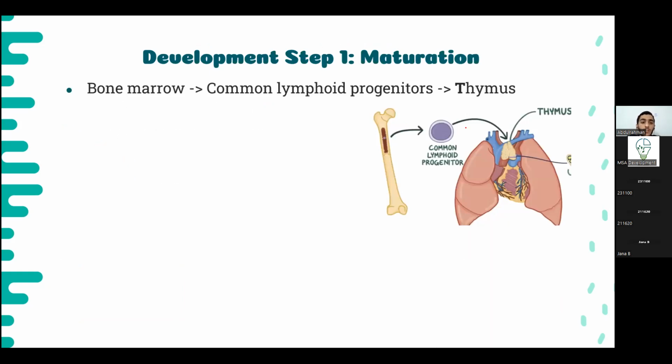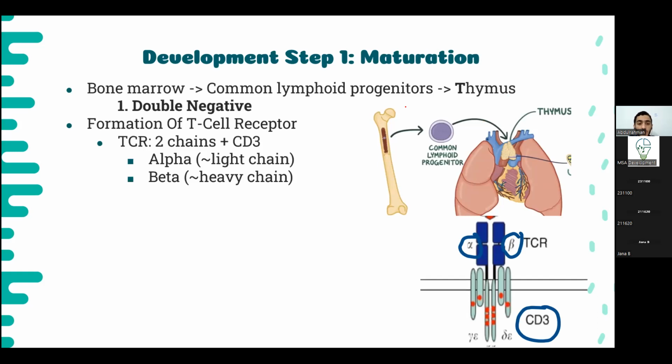All right, the common lymphoid progenitors go to the thymus. When they first arrive, they are double negatives. There is nothing on the cell, so we're going to form the T cell receptor. Now, the T cell receptor is not as important as a B cell receptor.